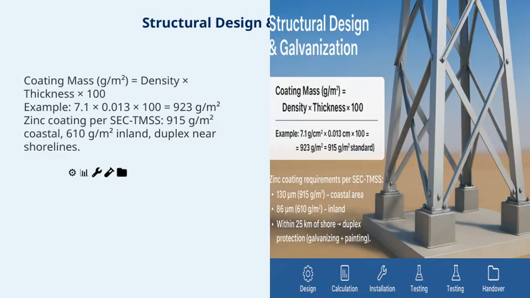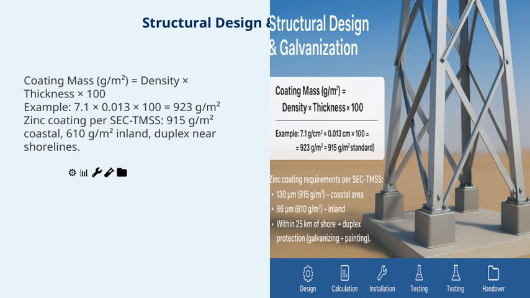Let's talk about the structural design and galvanization process. One key aspect here is the coating mass, which we measure in grams per square meter. To calculate it, we multiply the density by the thickness and then by 100. For example, if we take a density of 7.1, a thickness of 0.013, and multiply by 100, we get a coating mass of 923 grams per square meter. This coating mass is crucial because it determines how well the material will resist corrosion over time.